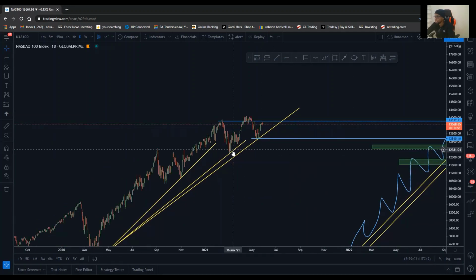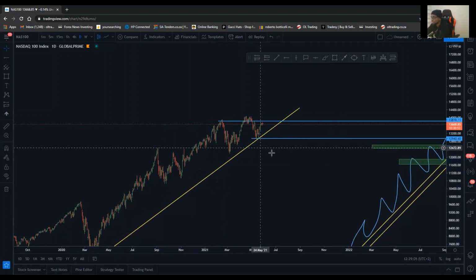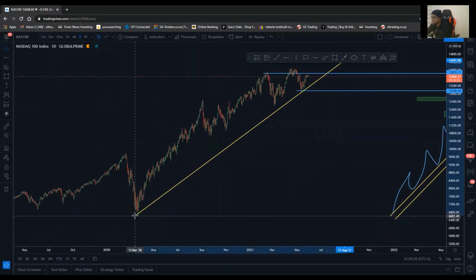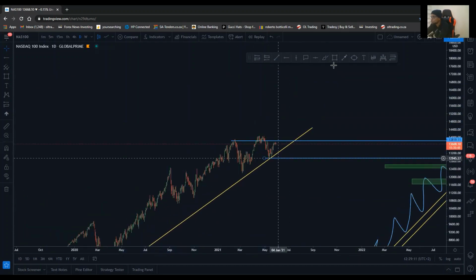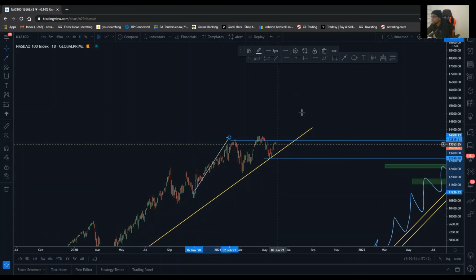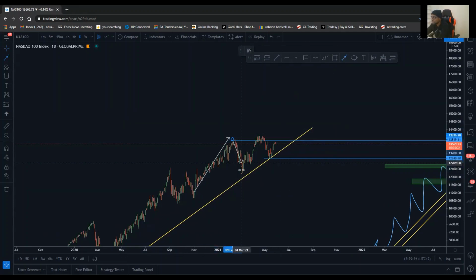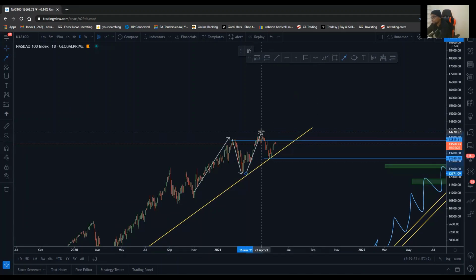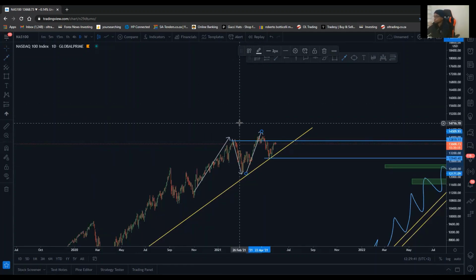If we remove this and this, because currently price is here, what are we having? You are having an impulse move to the upside, and then a corrective move to the downside on a daily chart, and then we're having another impulse creating a new high. So you can understand it's a 1, 2, 3 formation. You need to be aware of such movements.